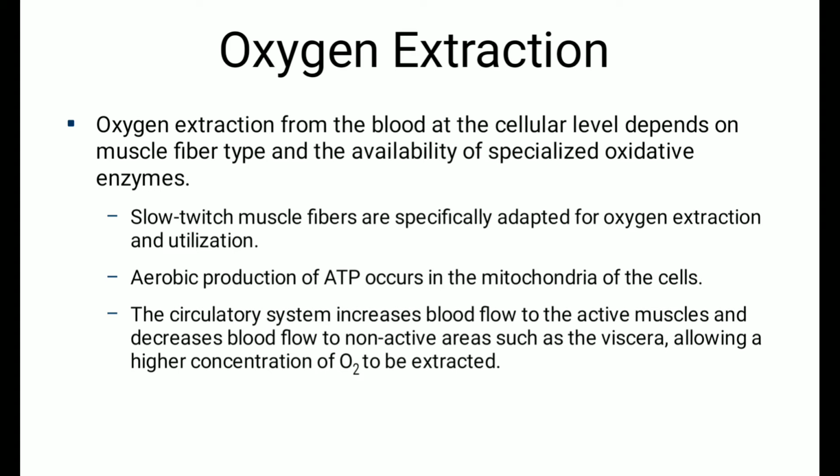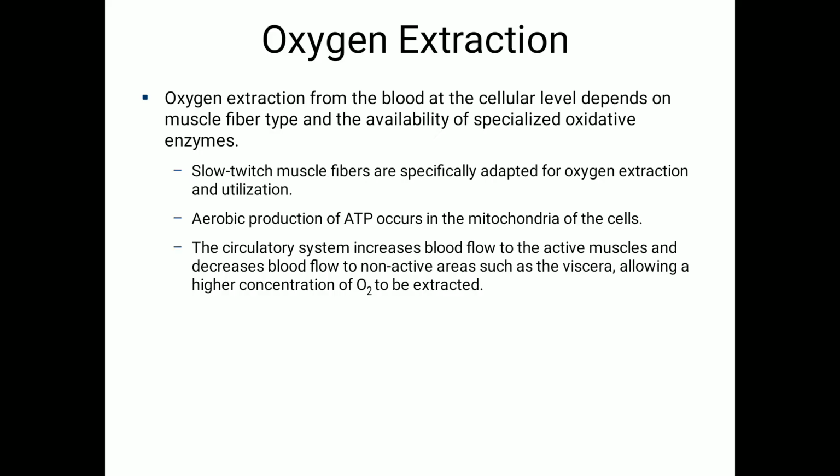Generally, slow twitch skeletal muscle fibers are specially adapted for oxygen extraction and utilization. Here the aerobic production of ATP occurs in mitochondria. The circulatory system increases the blood flow into the active muscle and decreases blood flow to the non-active muscles such as viscera, allowing higher concentration to be extracted.